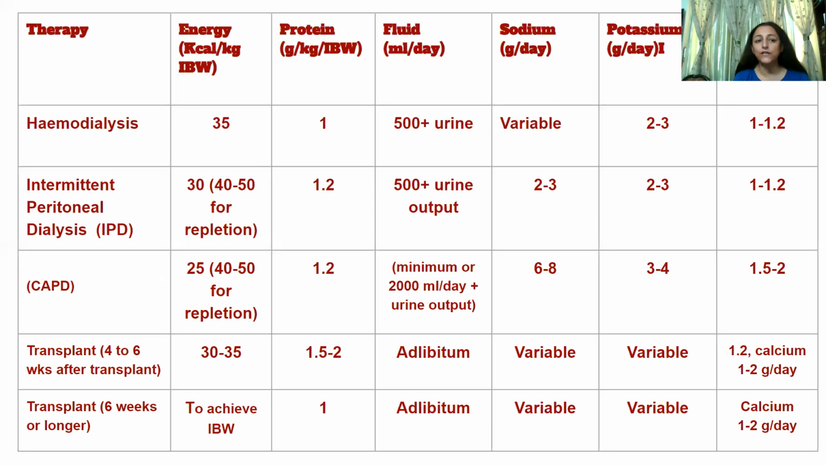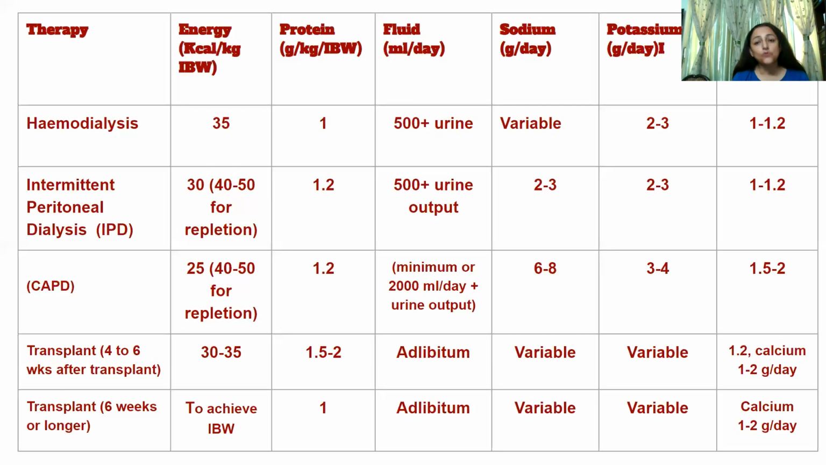Now coming to the fluid values. For hemodialysis, here we have to see what is the urine output, and we have to give an allowance of 500 ml more. And then it is same. But for the CAPD, where continuously the dialysis is happening, here you see there is drastic change. We are giving 2000 ml per day plus the urine output. And there is no restriction for the transplant patients.